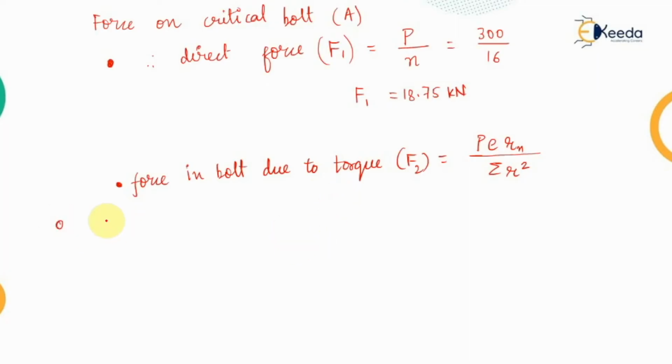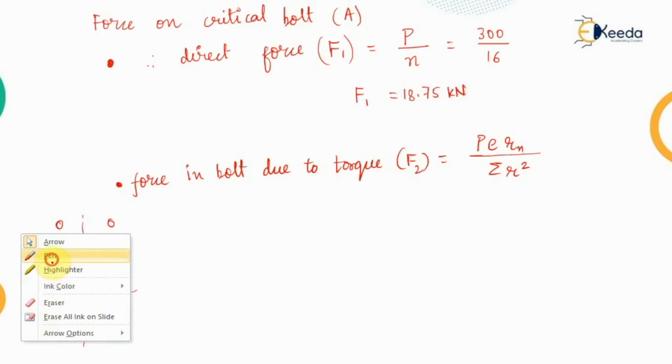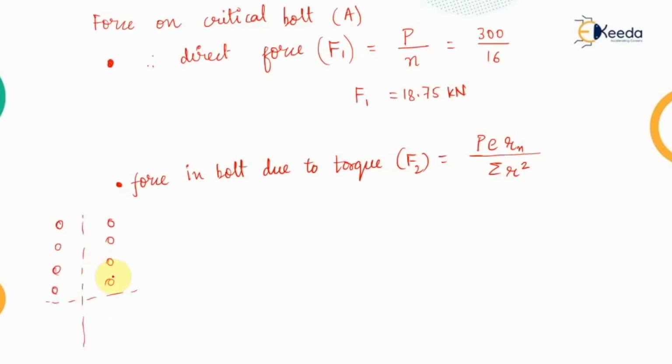Now these were the connection. Similarly, this type of bolt was present below the horizontal line, and this is the centroid of the bolt group. Corresponding to this will be the Rn value. Similarly, this Rn value and the Rn value for the first bolt, that is the critical bolt at position A. Now this R square value will be calculated based upon the connection.